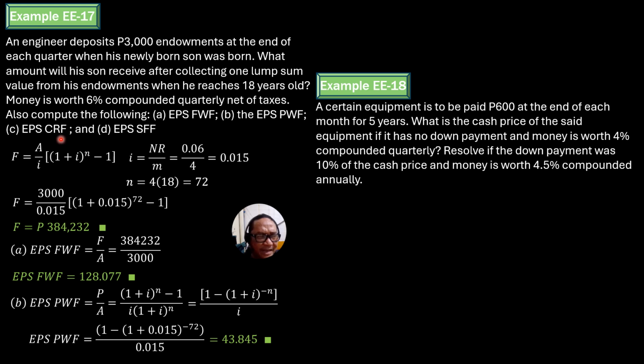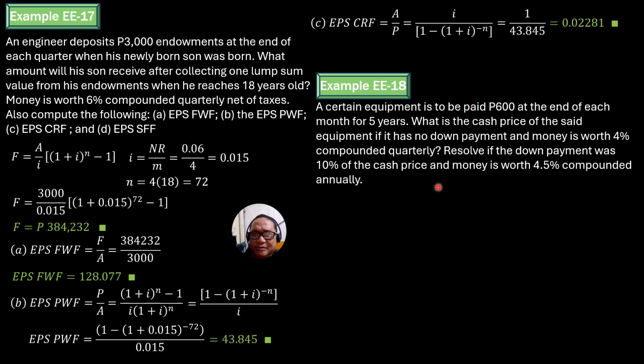Then for the third, equal payment series capital recovery factor, that's the reciprocal of present worth factor. So it is I over quantity 1 minus 1 plus I to the negative n, but we already computed equal payment series present worth factor. So it is just the reciprocal of 43.845. That's the formula, but I'll use 1 over 43.845, and that is equal to 0.02281.